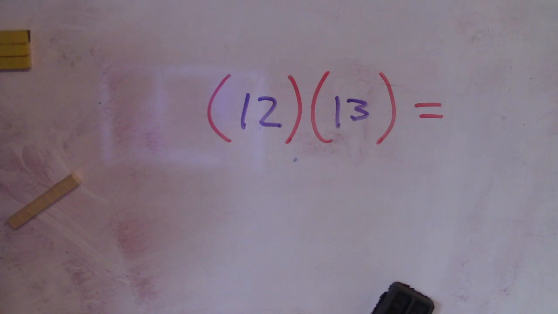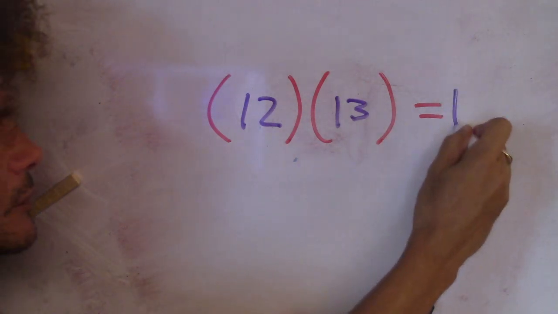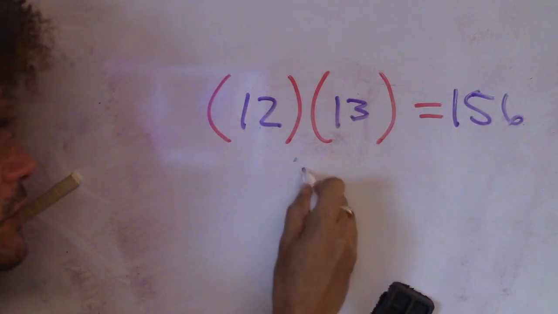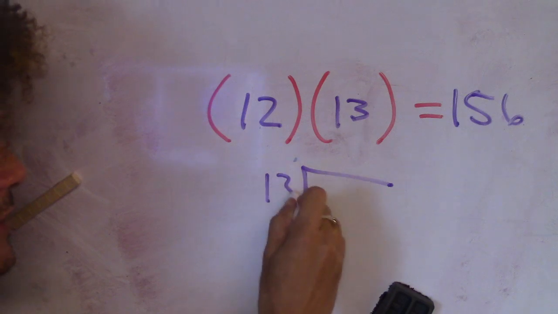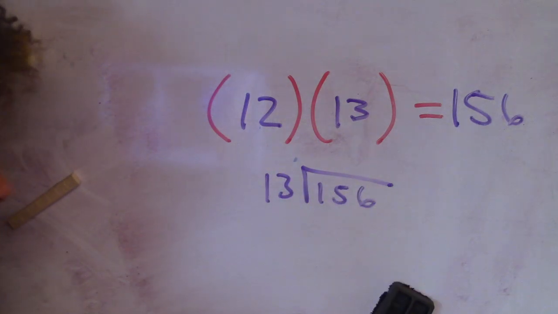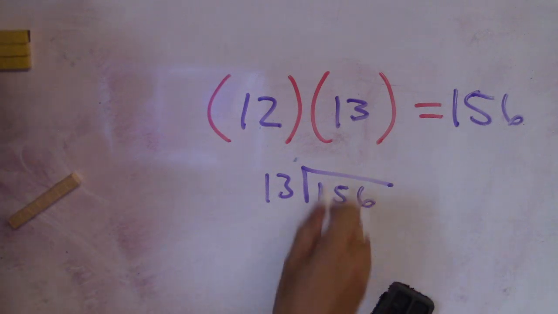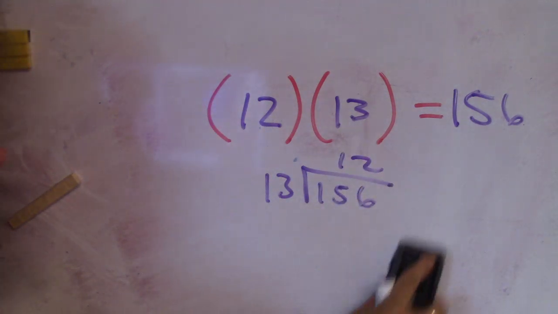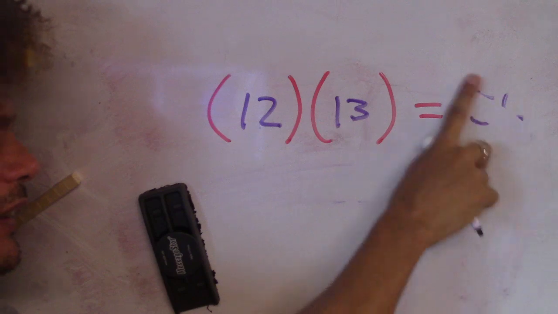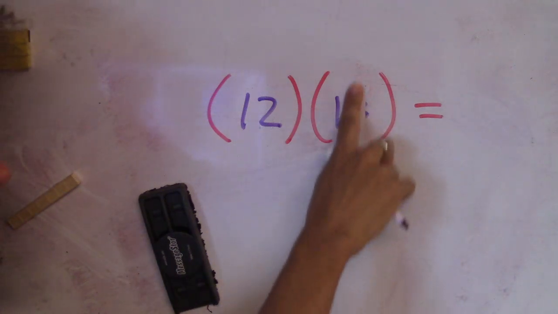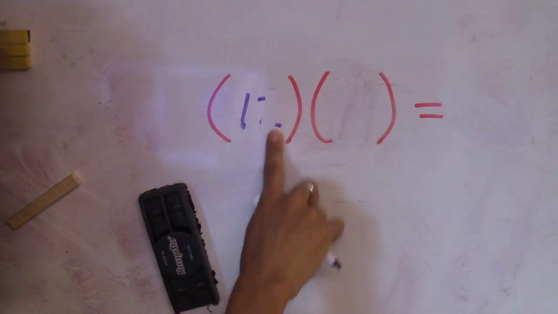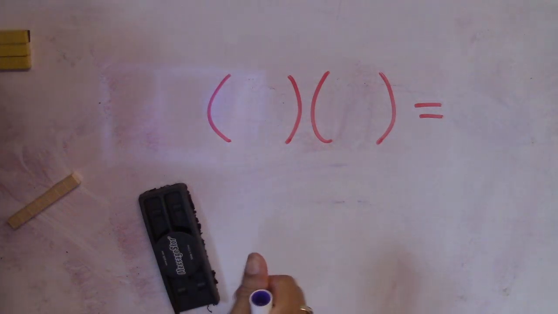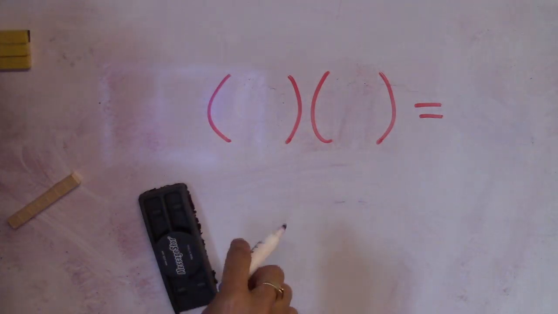156. That's pretty good. So we'll do the division. 156 divided by 13, what's it got to be? 12. Got to be, right? Love it. Yep. All right, and I'm impressed. So have you been practicing your teens? Yeah. All right, I can tell, man.